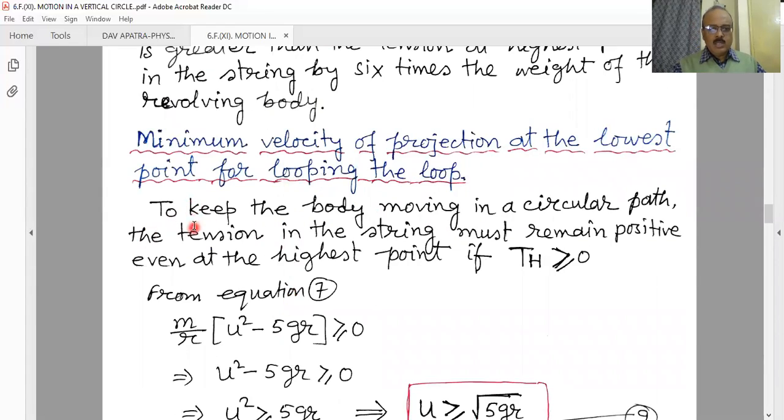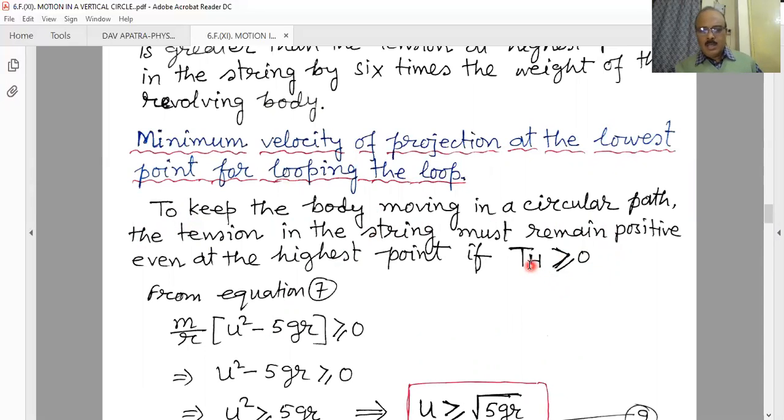Now, there is a concept to keep the body moving in a circular path. The tension in the string must remain positive even at the highest point, that is TH greater than or equal to 0. We already know that at the highest point the tension is the minimum, and that minimum should not be less than 0. That means either greater than 0 or equal to 0 at the highest point, and at all other points TH must be greater than 0, that is a positive value. Otherwise the string will slack and the circular motion will not be possible.